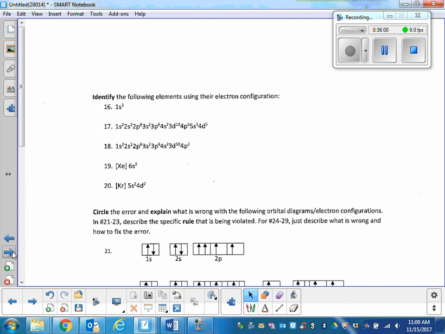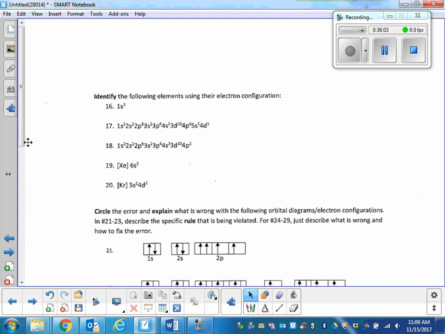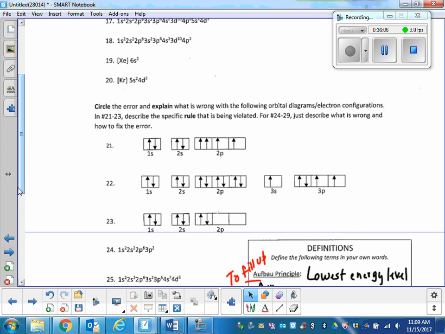Now let's look at the errors here. What is wrong when we write this electron configuration? What do you notice is wrong? 2 arrows up. What rule is being broken? Pauli's rule is being broken. What rule is being broken here? What is going on here? Of course, the lower energy is not completely filled before you're going in. What rule is being broken here? Hund's. Does it make sense?